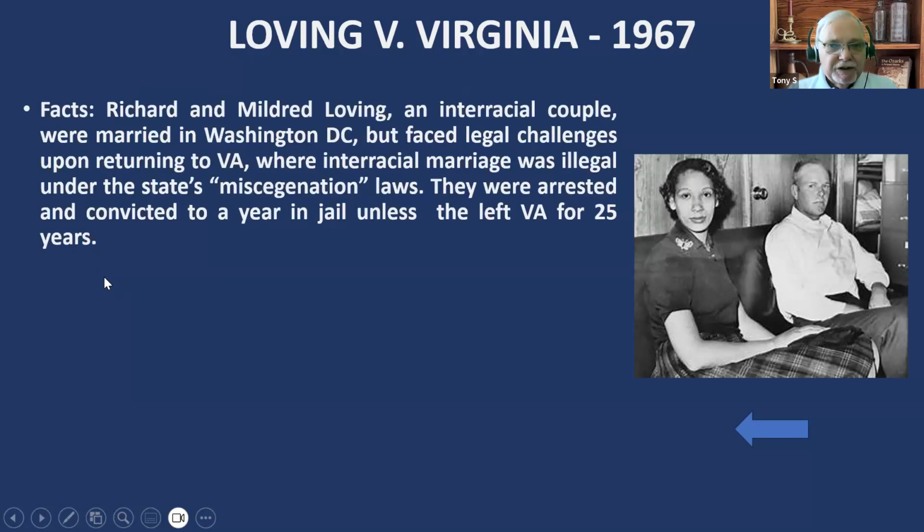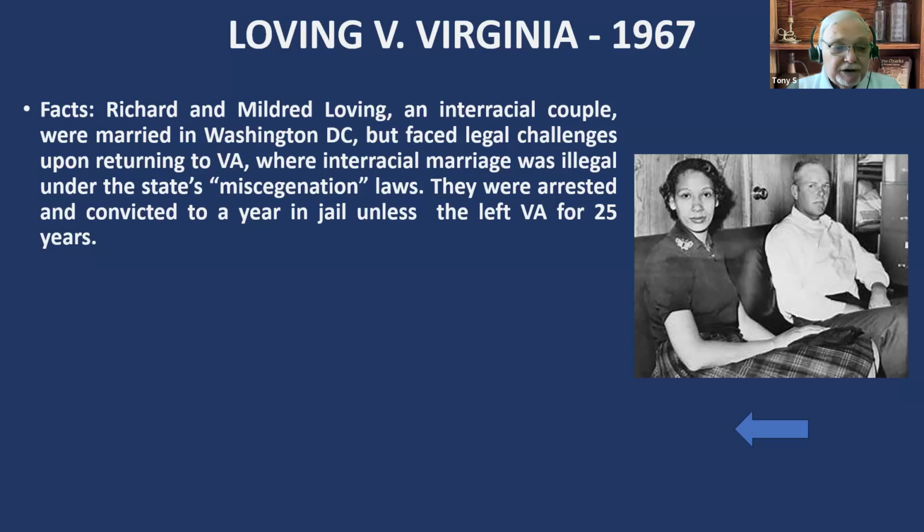They lived in Washington, D.C. They were an interracial couple, and they got married. But they returned to Virginia, where they originally came from, and Virginia had a law against interracial marriage called miscegenation laws. They were arrested and convicted to a year in jail unless they left Virginia for 25 years.